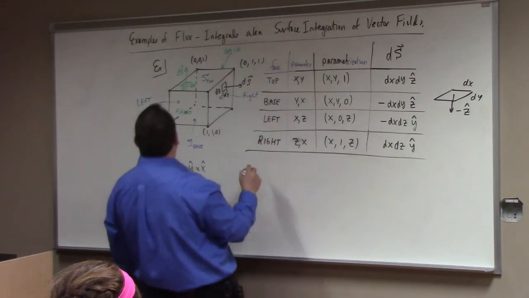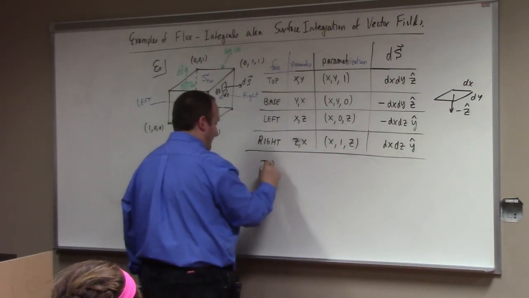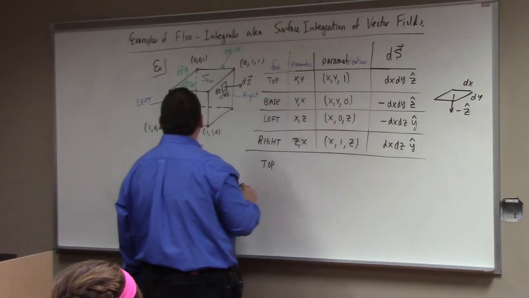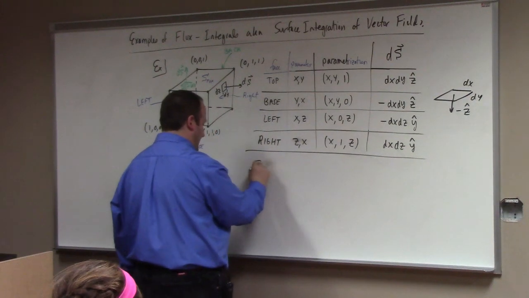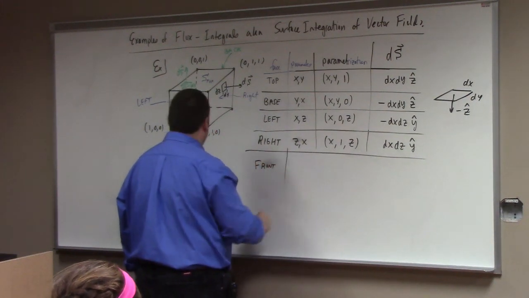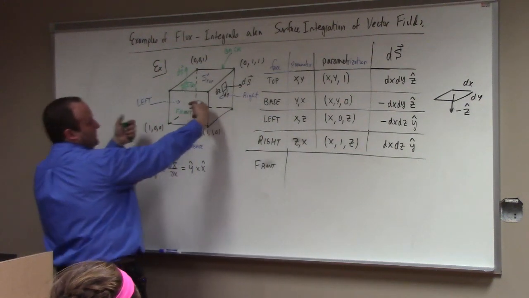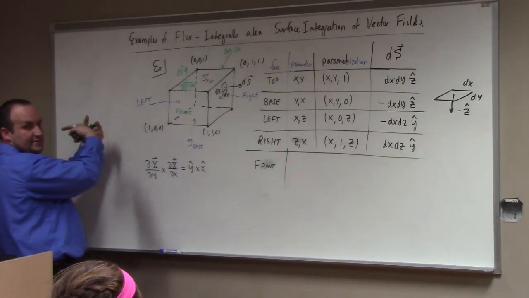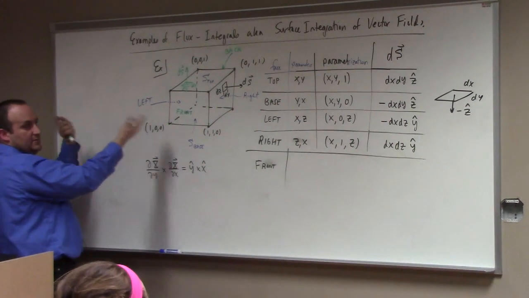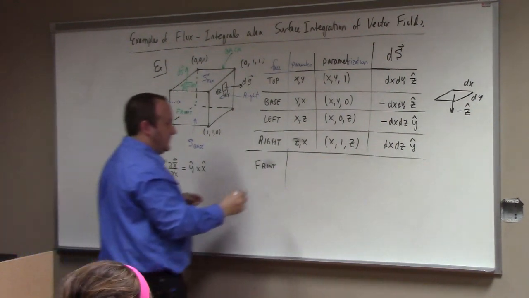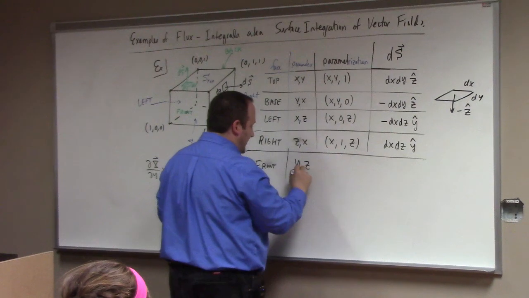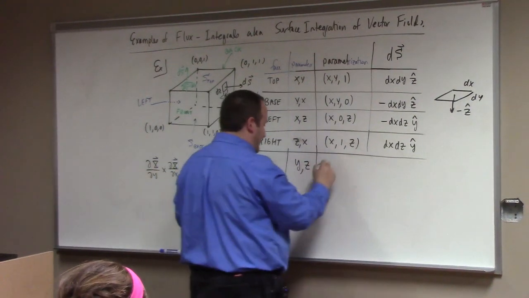Next up, top. Oh, sorry. Yeah. Front. We want it to be coming out at us like this, right? That's the x hat direction. We're going to use y and z for the parameters there, because y hat cross z hat is x hat. So that's going to work for us.